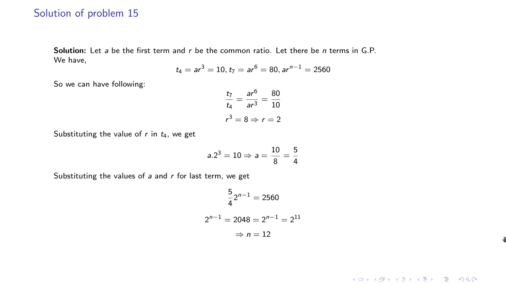2560. Now we multiply 2560 by 4 by 5, so we get the product as 2048, because 2560, if you divide by 5, that will be 512, and if you multiply 512 by 4, that will give you 2048. So 2048 is nothing but 2 to the power 11. So we get n as 12.